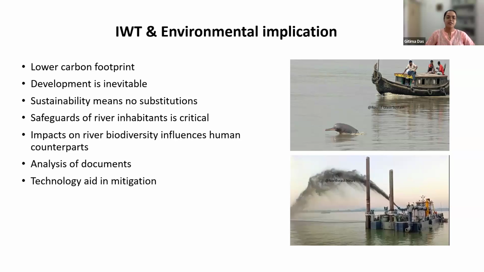However, the definition of sustainability suggests that there should not be any substitution. So while development of IWT in the BRB region is imperative, it should not disregard or undermine the safeguards of the river and the river biodiversity, which are also the river inhabitants, because the direct impacts on the river and the river biodiversity might also pose consequences to their human counterparts as well.